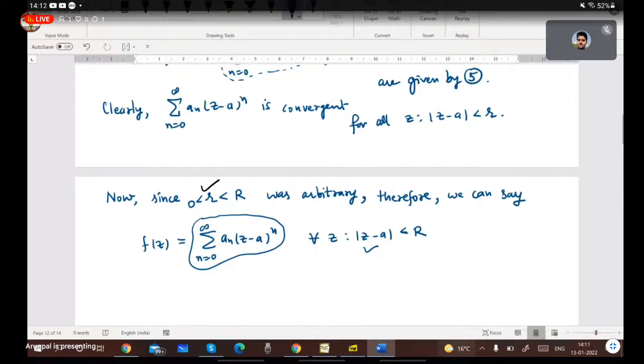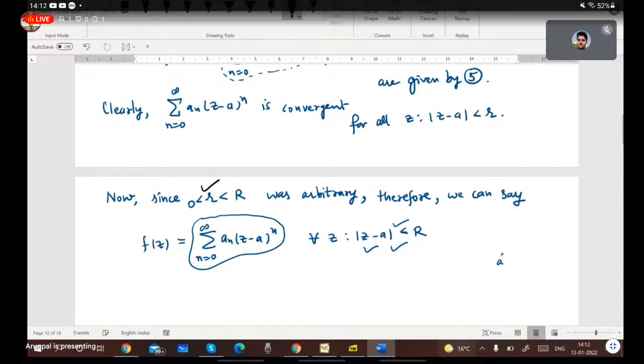Yes, sir. But class, take a note. I am not saying that this R is its radius of convergence. No. I am saying only that this series is convergent for all those z which satisfy this condition. So at the minimum, this series is convergent for those z which satisfy this condition. It may be possible that there are some z even beyond this condition. Now what is this condition, class?